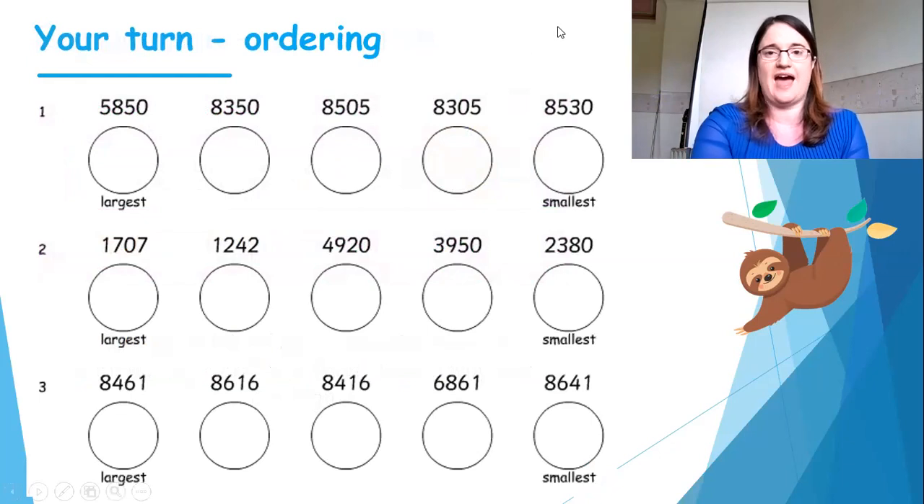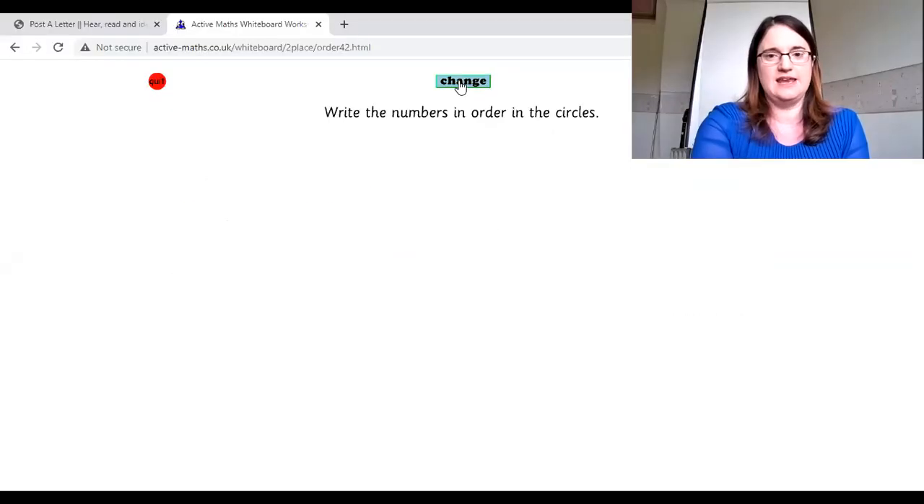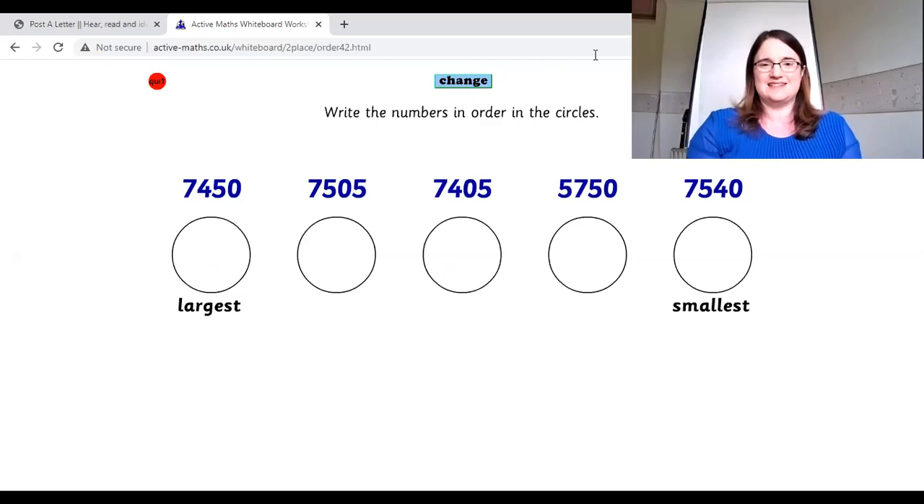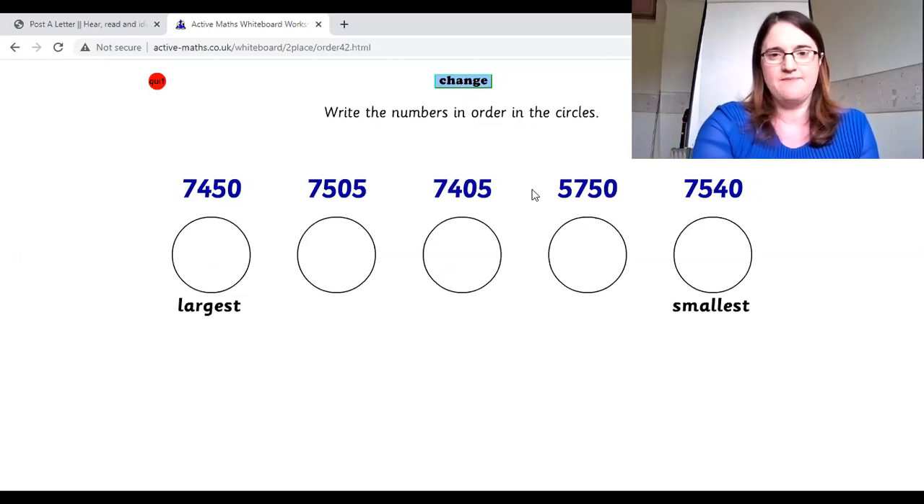So these are the examples you're going to have a go at yourself in a minute. But before we do that, we're going to do some together so that you can really think about how ordering numbers works. So here is my screen. Let's have a look. So we've got a set of numbers up here, okay? And we need to put them in order. And you can see we need to put them from largest to smallest.